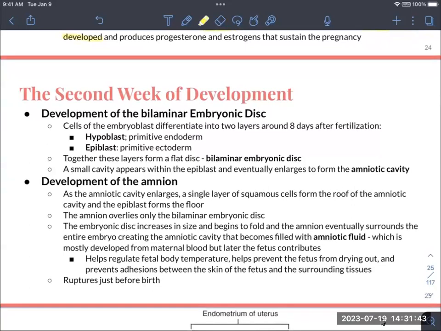So now we're developing this laminar embryonic disc.